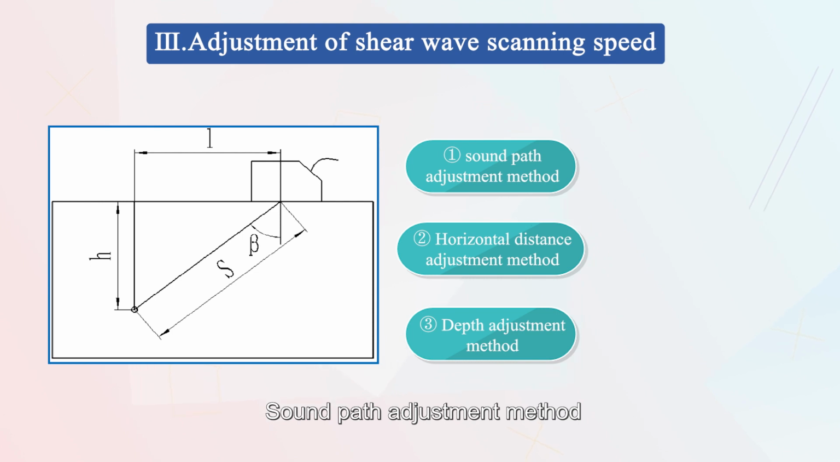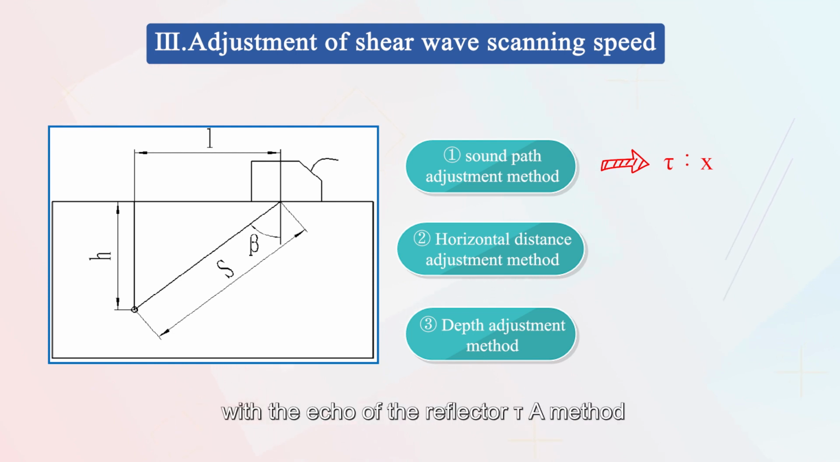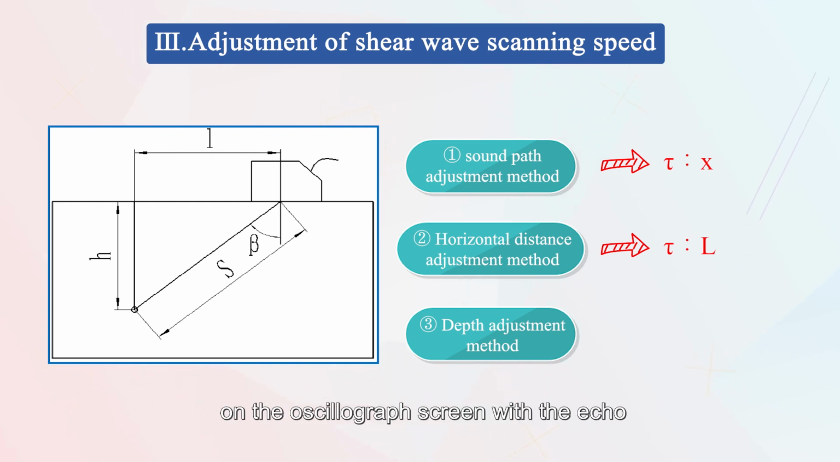Sound path adjustment method refers to representing the scanning speed by the ratio of the horizontal scale value of the reflector echo on the oscillograph screen to the transverse wave sound path corresponding to the reflector. Horizontal distance adjustment method refers to representing the scanning speed by the ratio of the horizontal scale value of the reflector echo on the oscillograph screen to the horizontal distance corresponding to the reflector.